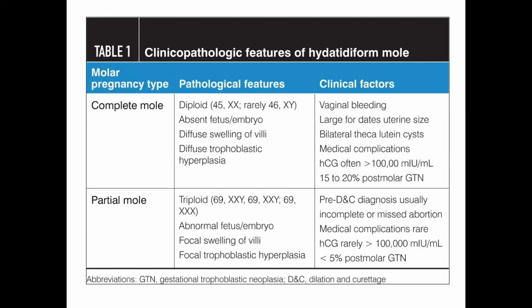And the partial mole is firstly treated with dilatation and curettage, and the diagnosis usually is incomplete or missed abortion. Medical complications are rare, and beta HCG rarely shoots above 1 lakh, and only less than 5% can give rise to a post-molar GTN or gestational trophoblastic neoplasia.